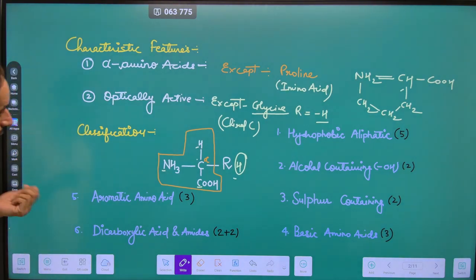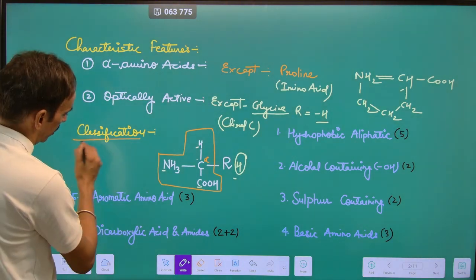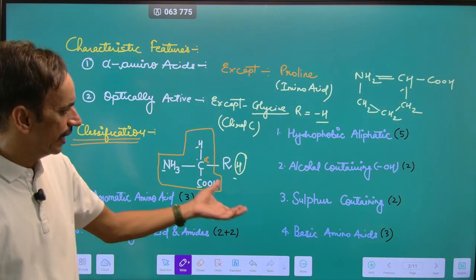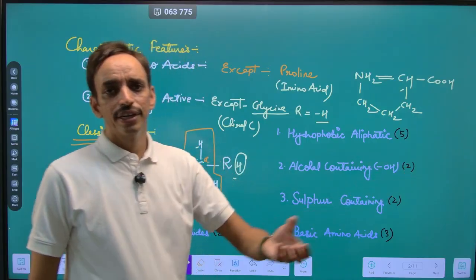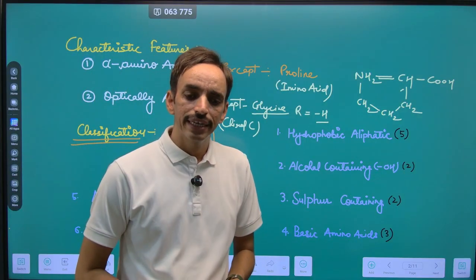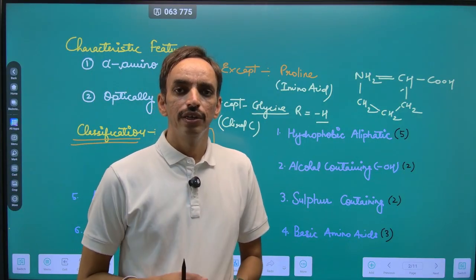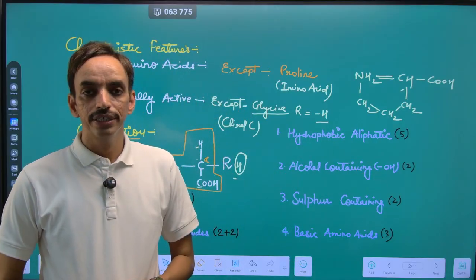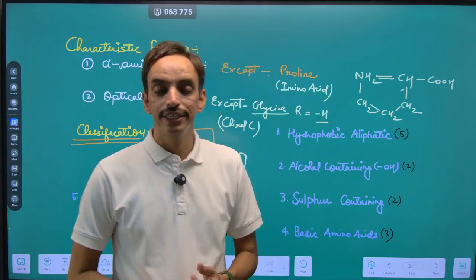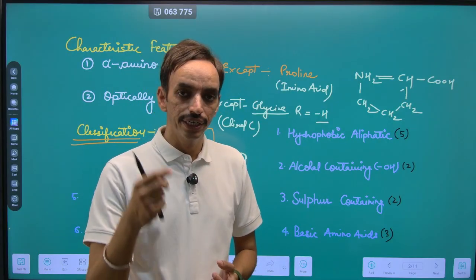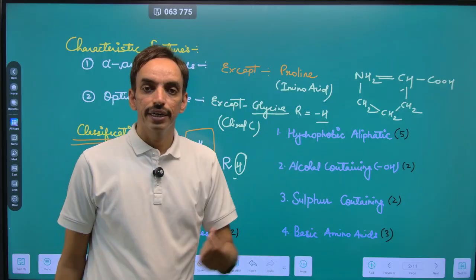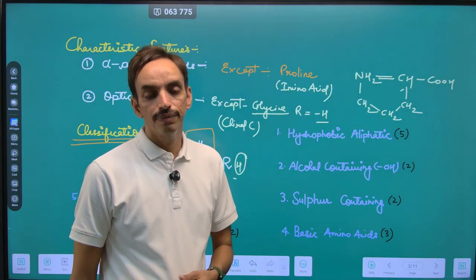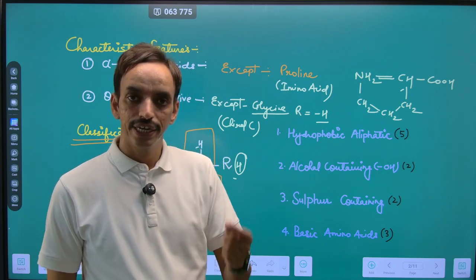Next is the classification of amino acids. Amino acids can be classified as hydrophobic aliphatic, in which we are going to study glycine, alanine, valine, leucine and isoleucine. There are alcohol containing amino acids, in which we are going to study serine and threonine. Sulfur containing, there are cysteine and methionine. There are basic amino acids which include lysine, arginine and histidine.